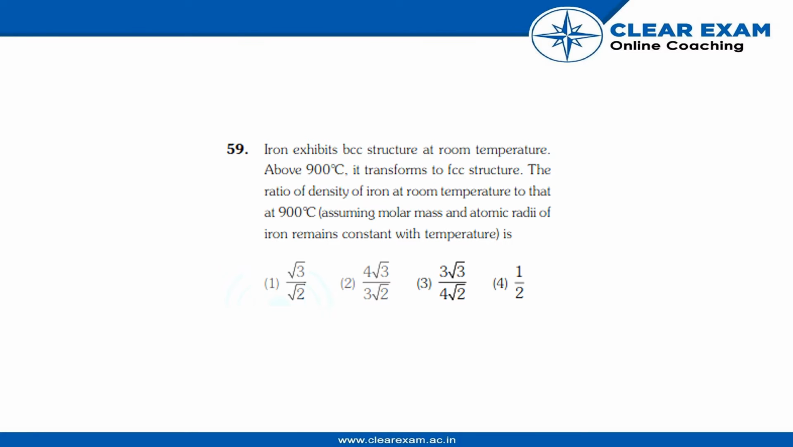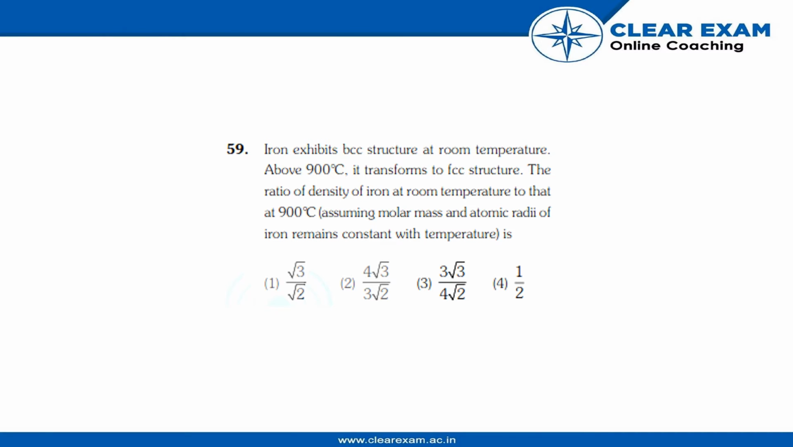Students, we would be discussing this question and its solution. The question says iron exhibits BCC structure at room temperature. Above 900 degrees Celsius, it transforms to FCC structure. The ratio of density of iron at room temperature to that at 900 degrees Celsius, assuming molar mass and atomic radii of iron remain constant with temperature, is: option 1, root 3 upon root 2; option 2, 4 root 3 upon 3 root 2; option 3, 3 root 3 upon 4 root 2; and option 4, 1 upon root 2.